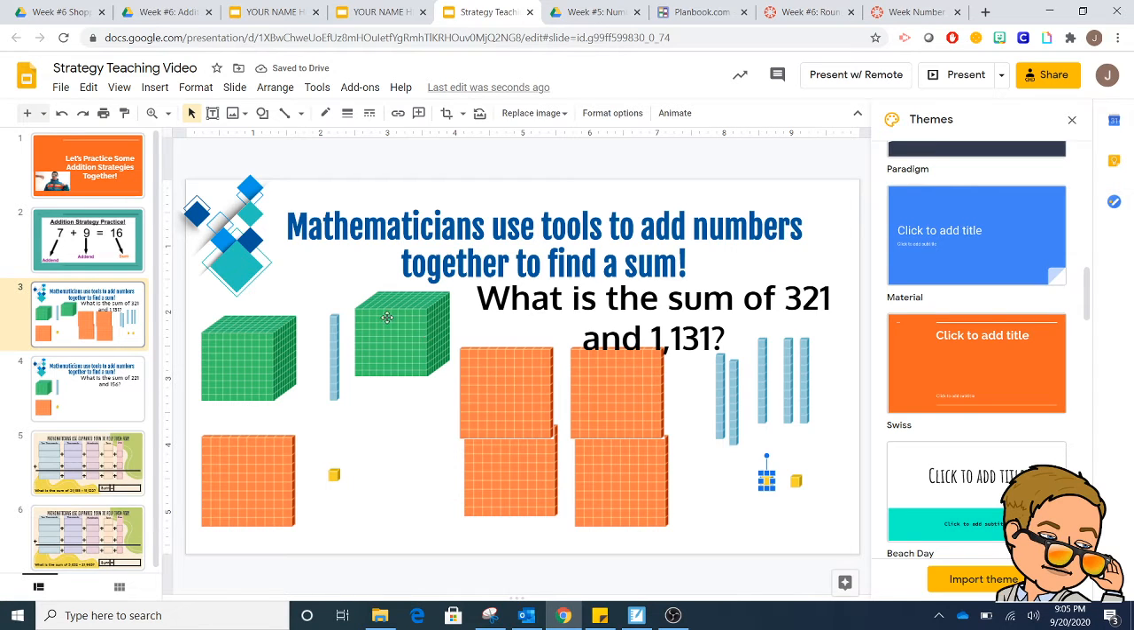So I've got 1,400, 10, 20, 30, 40, 50, 1,452. So that is the sum of these two addends.